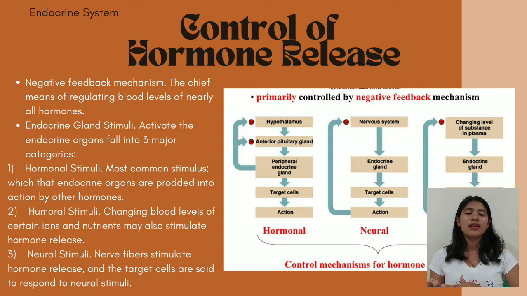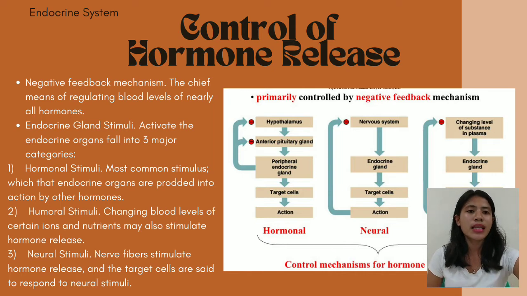So what it does is it releases a substance. So once a certain level of a substance has been released, it signals again to stop further release of the substance. So that is the job of negative feedback. So the hormones that are released by the endocrine system will be following the negative feedback mechanism or the negative feedback system. So we have here endocrine gland stimuli.